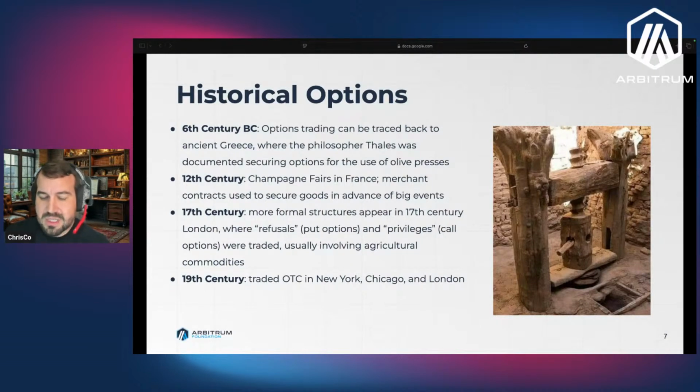And if he thought that it was going to be a good season for olives, well before the harvest was ready, he would secure contracts to use other people's olive presses, and he'd pay them.